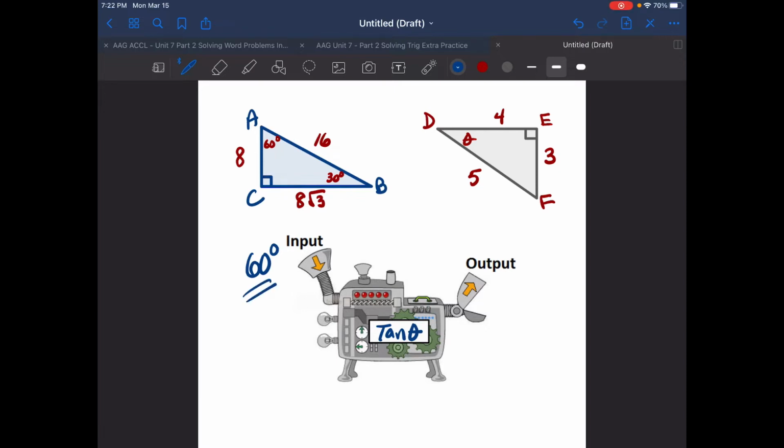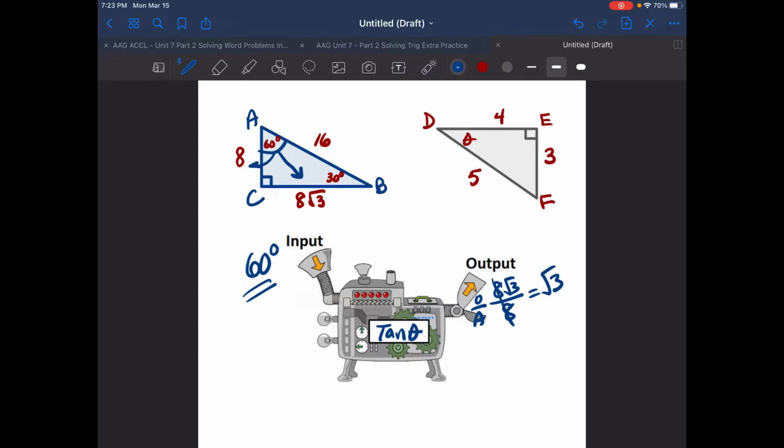Degrees goes in, ratio comes out. So here's 60 degrees, tangent is opposite, which is 8 radical 3, right? Opposite over adjacent. And then the adjacent side is going to be 8. Now the 8s will divide out. We will be left with radical 3.